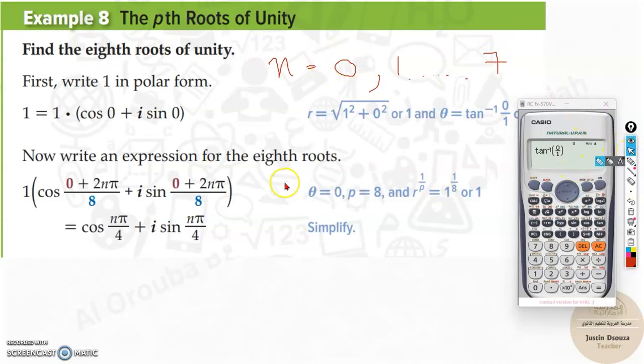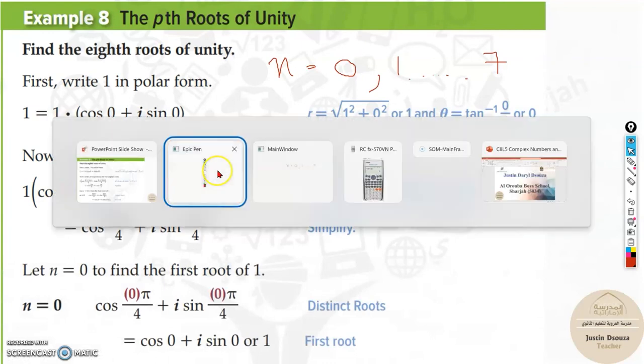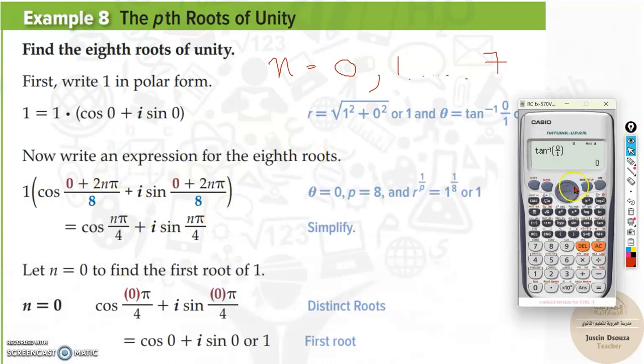Now how do we find the first root? All you need to do is substitute over here n as 0. So cos 0, what is the answer? Cos 0 is 1. Now what is sine 0? Sine 0 is 0, right? Let's just double check it. Sine 0, it's 0. So when you convert to rectangular, it's 1 plus 0i. So we can just write 1. So this is the first root.